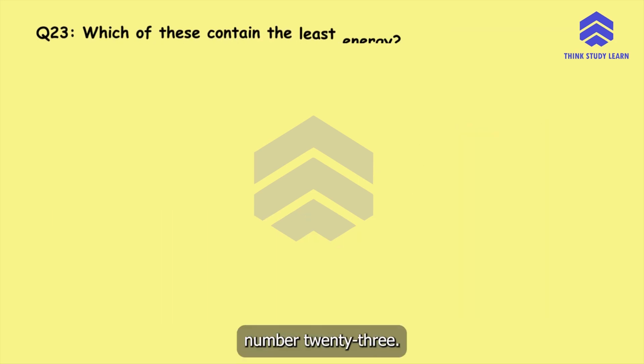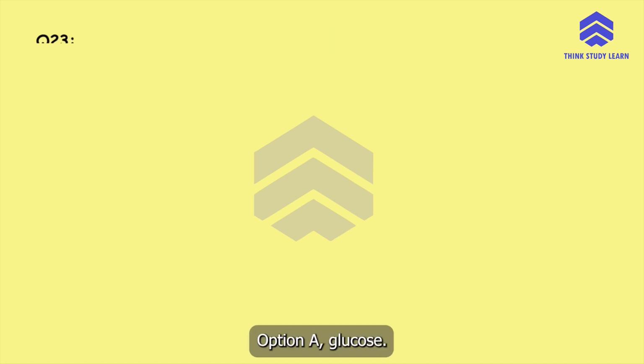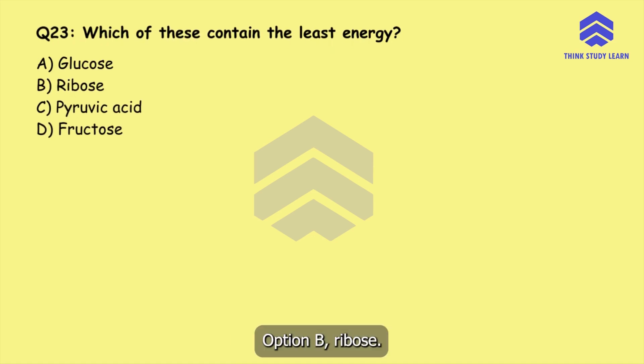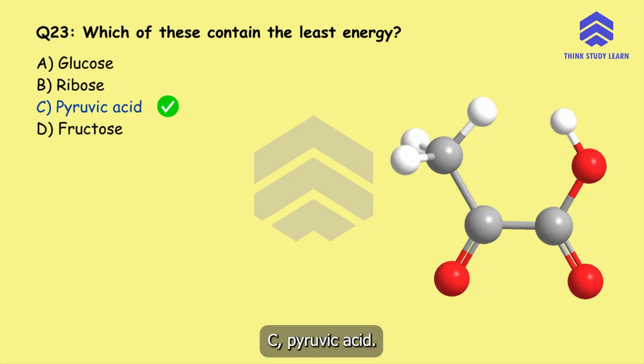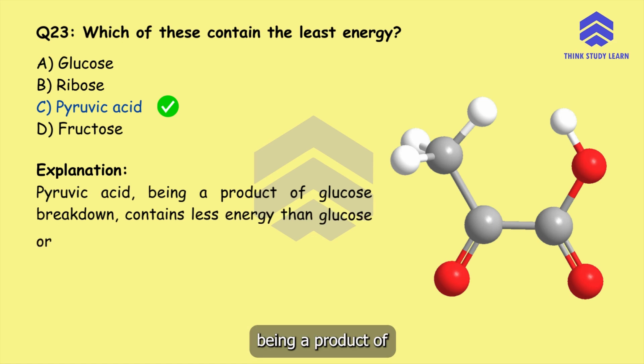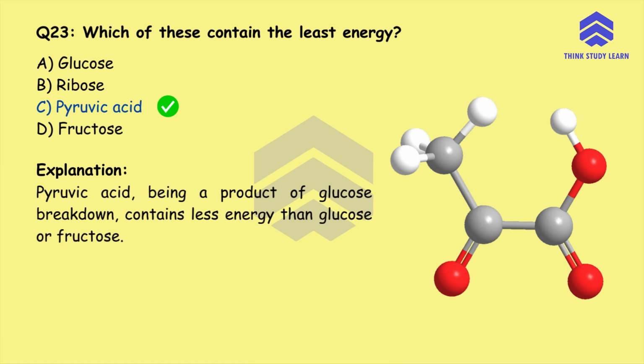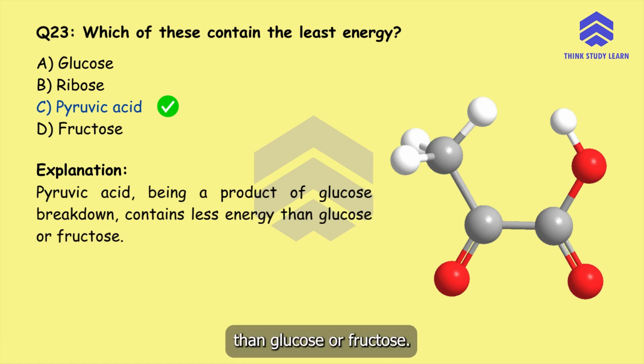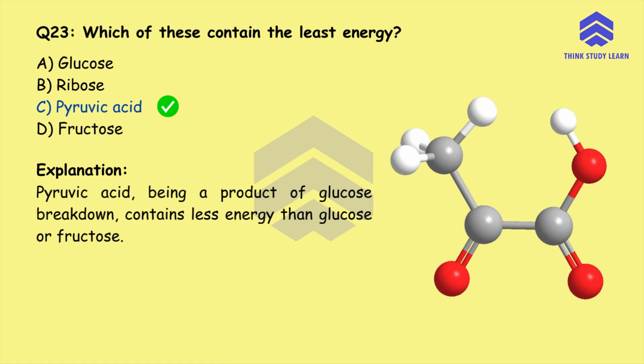Question number 23. Which of these contain the least energy? Option A, glucose, option B, ribose, option C, pyruvic acid, or option D, fructose. The correct answer is option C, pyruvic acid. Pyruvic acid, being a product of glucose breakdown, contains less energy than glucose or fructose.